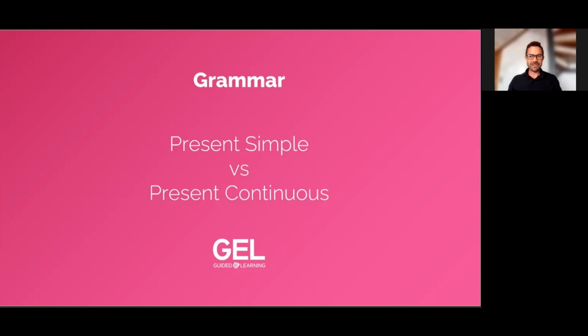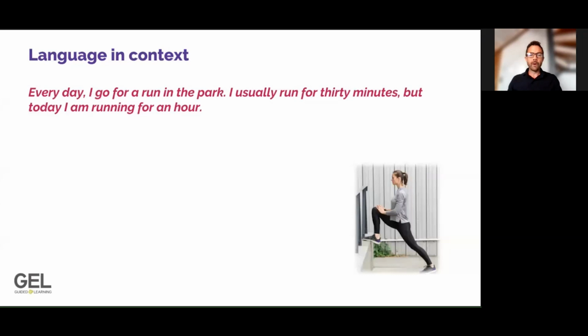Okay, let's get started. We're going to start by looking at a short story showing us our language in context. Let's start by reading this sentence. Every day, I go for a run in the park. I usually run for 30 minutes, but today I am running for an hour.